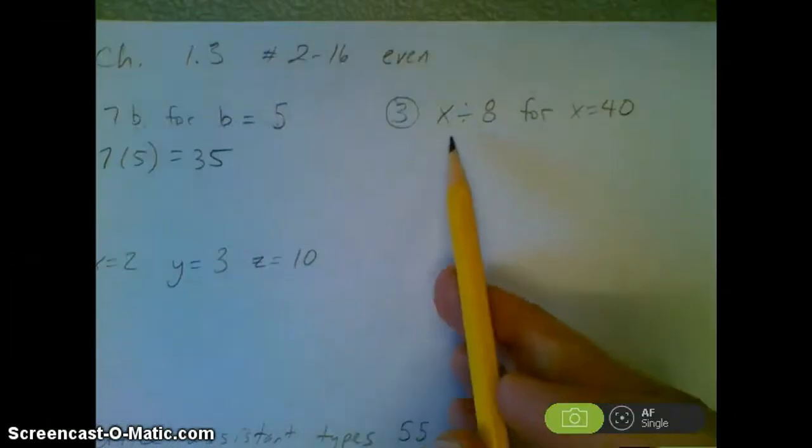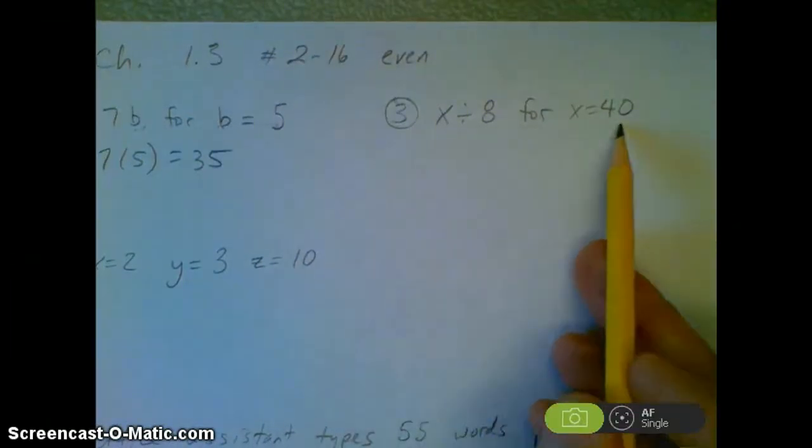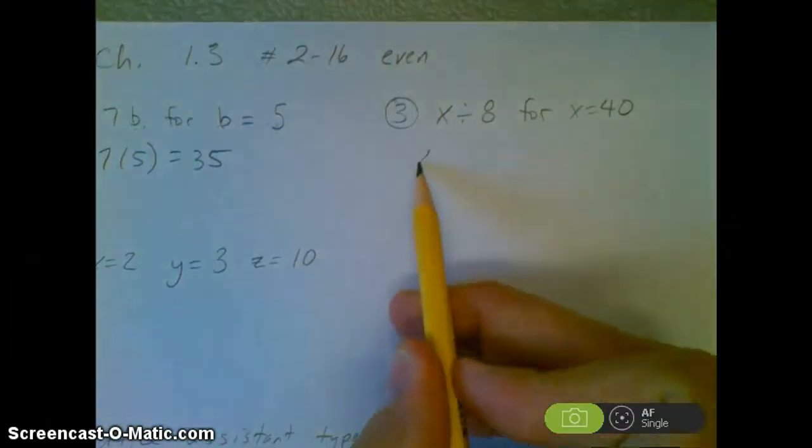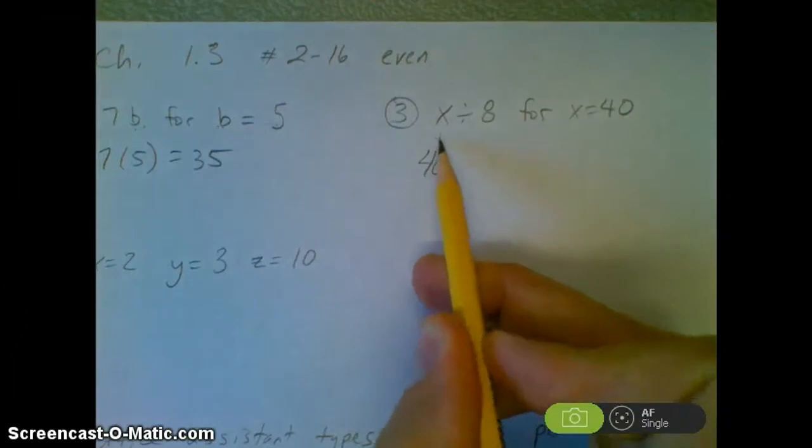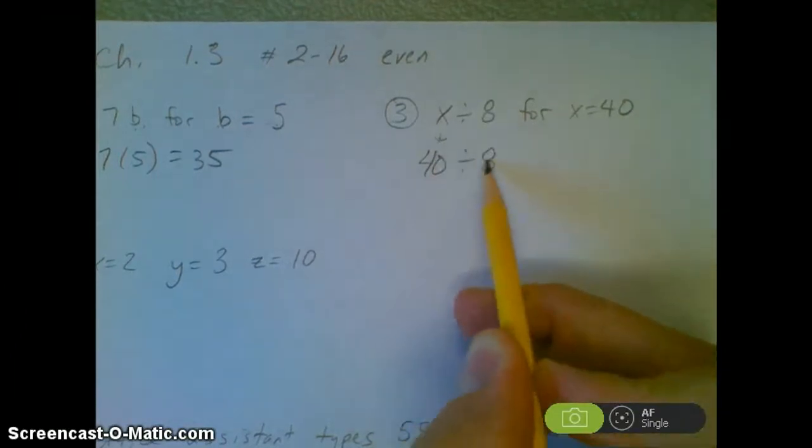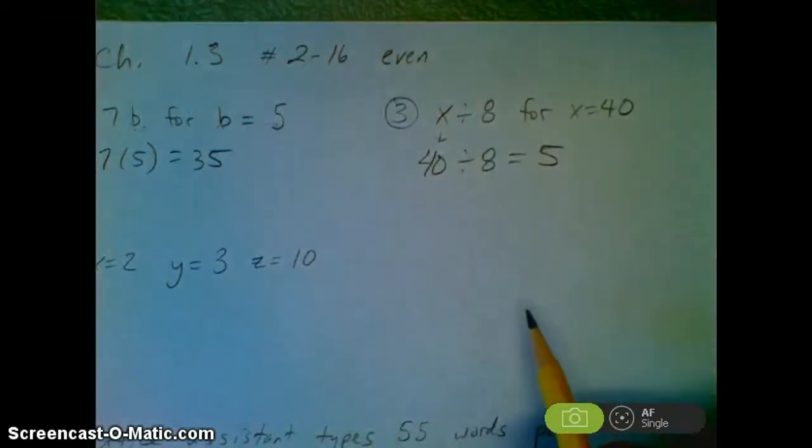Number 3 is x divided by 8 for x equals 40. So we just plug in 40 for x. 40 divided by 8 equals 5.